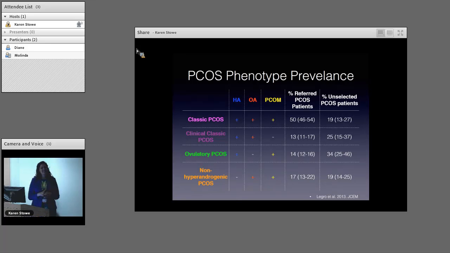How common is this ovulatory PCOS? One of the cases you mentioned was ovulatory PCOS, so I was wondering how common that was. One study commented that it was hirsutism plus polycystic ovaries, but normal, regular periods. Right. So ovulatory PCOS, we don't commonly see them in our clinic, but apparently in unselected PCOS populations, they're about a third.